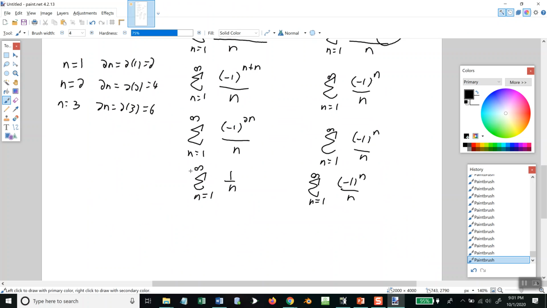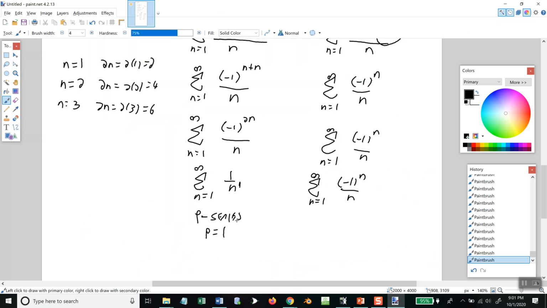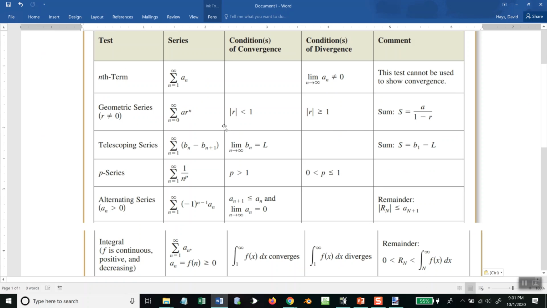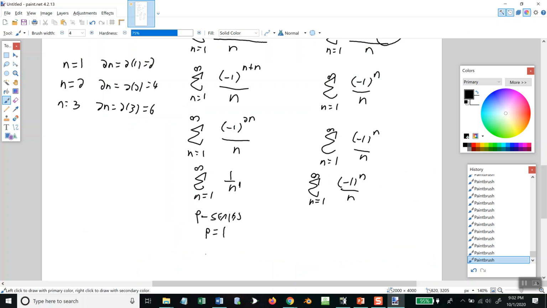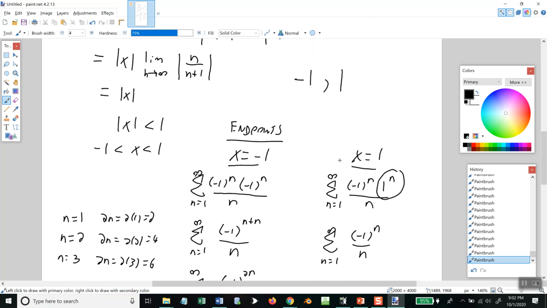So like on this one, where this is the first power, that's in the form of a P series, and where our power, P, is equal to 1. And what that tells us is when P is equal to 1 for the P series, that's the condition of divergence. So this diverges. What that means is there is a parentheses on negative 1.